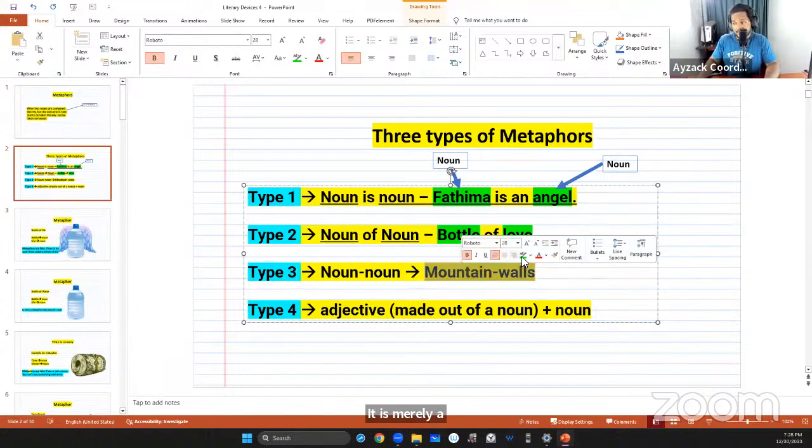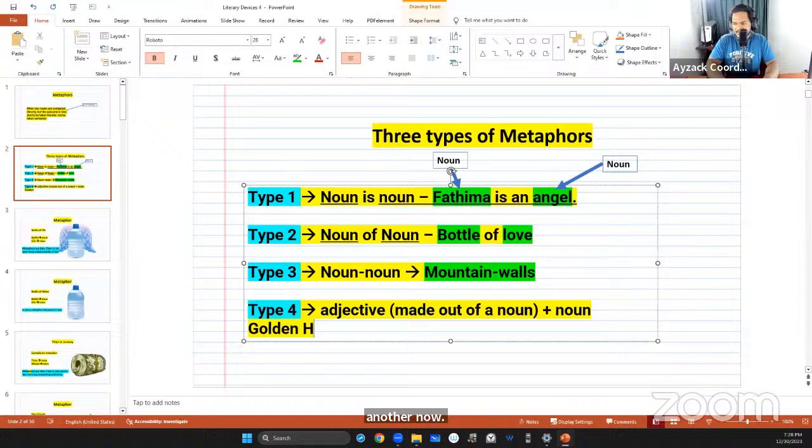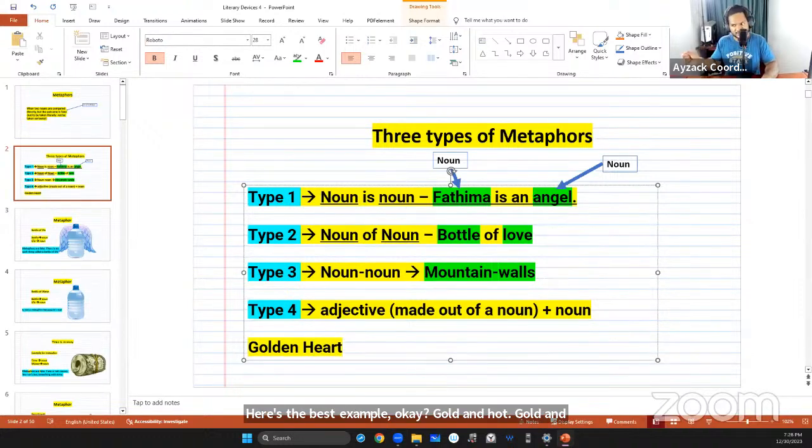Another example for a metaphor is when you take an adjective made out of a noun and add that to another noun. Here's the best example: golden heart. That is a metaphor because golden is an adjective, but it is made out of the noun gold. There's a noun called gold. You make the adjective golden out of the noun gold, so golden heart is a metaphor.